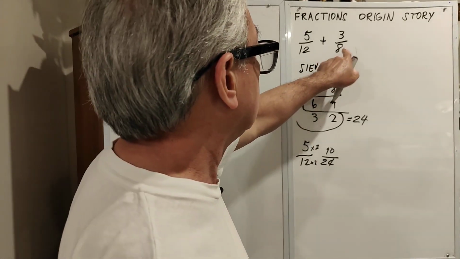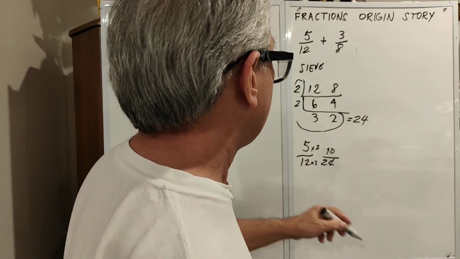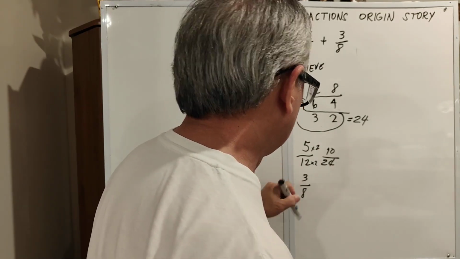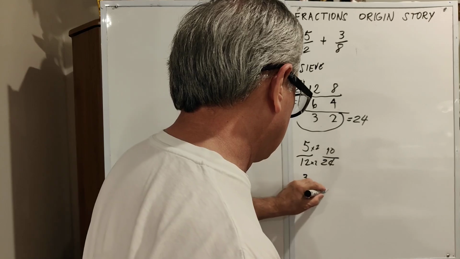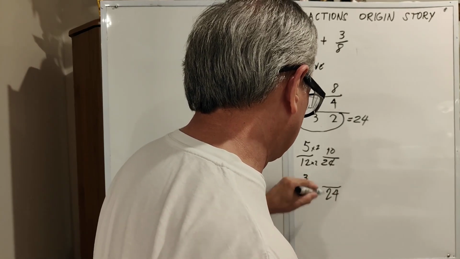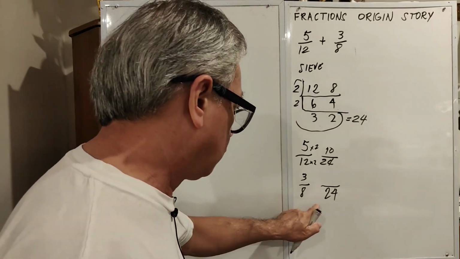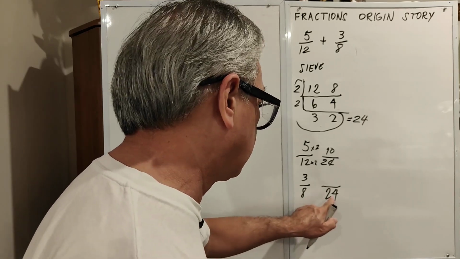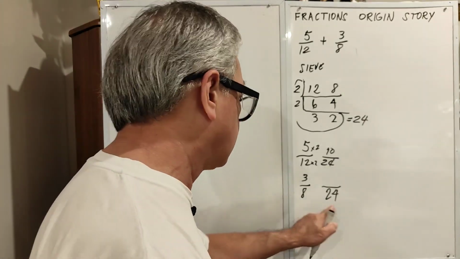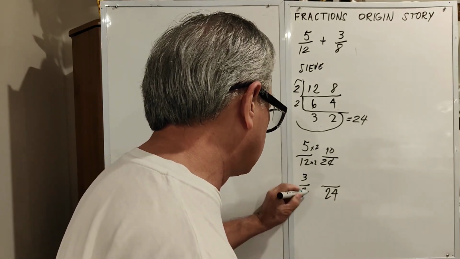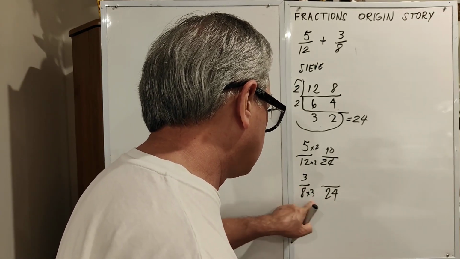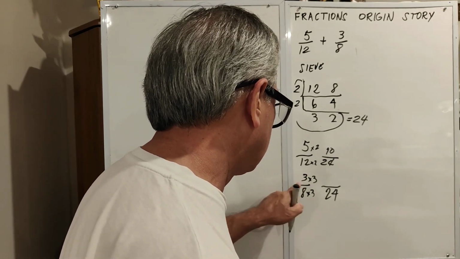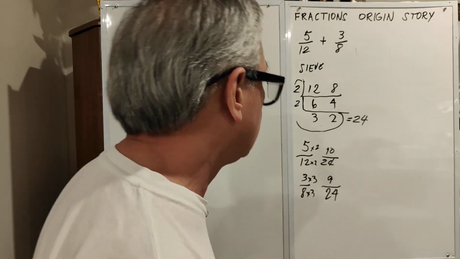Now we use 3 over 8. So I'll write this 3 over 8. You want this 8 to have a denominator also of 24. So what is the number to multiply to 8 to become 24? We can reverse it. 24 divided by 8 is 3. So 8 times 3 is 24. So you have to multiply this also by 3. 3 times 3 is 9.